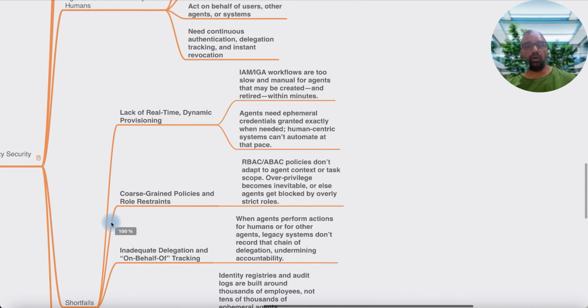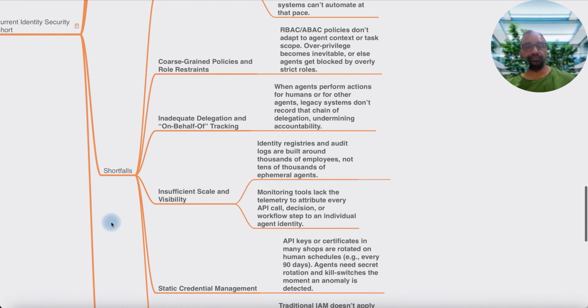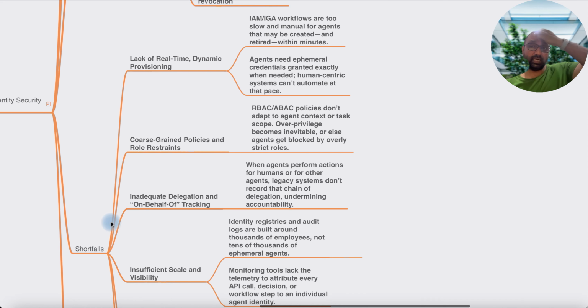Okay, now if you look at the specific shortfalls, and I'm going deeper into the use case, one, the traditional IAM systems lack real-time dynamic provisioning because they mostly require manual intervention, manual approval. Coarse-grained policies and role constraints exist because they don't adapt to agent context or task scope. There is inadequate delegation or on-behalf-of tracking, because when agents are performing actions for humans or other agents or other systems, they typically don't record the chain of delegation, undermining accountability.